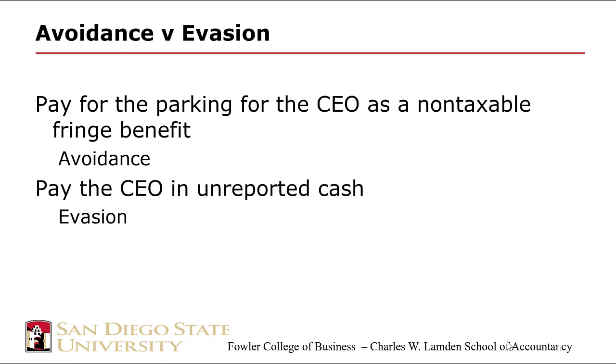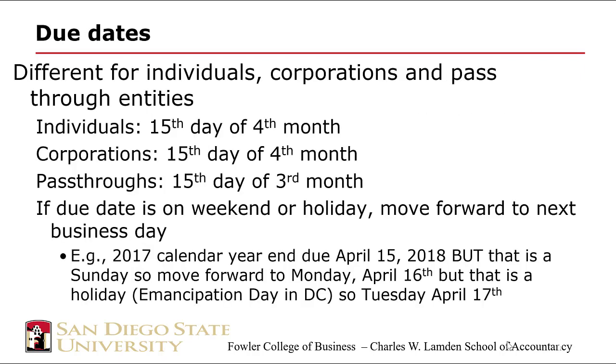So, for example, you pay for the parking for the CEO because you know that's treated as a non-taxable fringe benefit. So the business gets a deduction. The CEO doesn't have to pick that up as income. That's tax avoidance. Whereas if you pay the CEO in some form of unreported cash, well, that's tax evasion, right? The CEO is supposed to report that income regardless. So that's just evading the tax law.